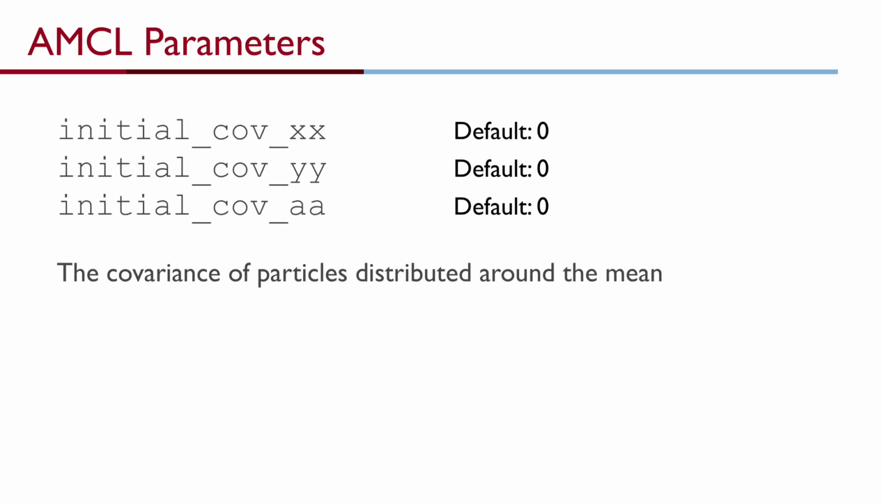Finally, AMCL also allows us to specify the initial covariance. Covariance represents how spread out the particles should be around the initial pose. A larger covariance means the particle cloud will be more dispersed, which is useful when the initial position is highly uncertain. A smaller covariance keeps the particles tightly clustered around the initial guess. These parameters help the particle filter initialize properly and avoid false convergence to the wrong part of the map.